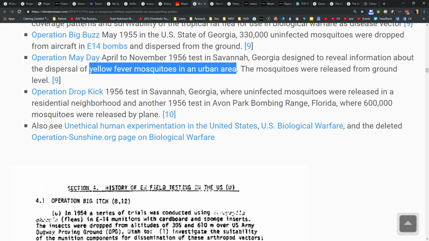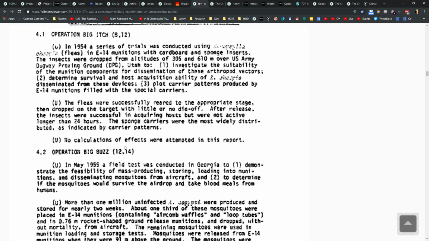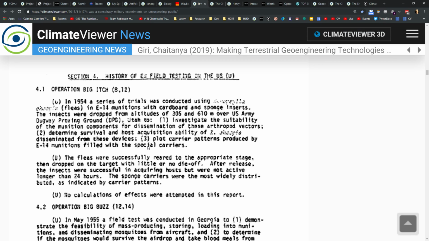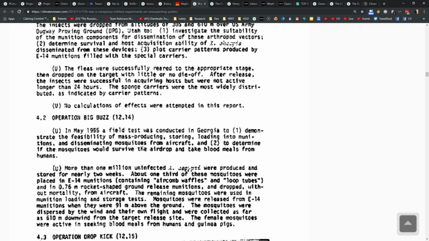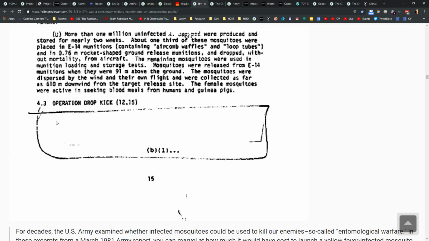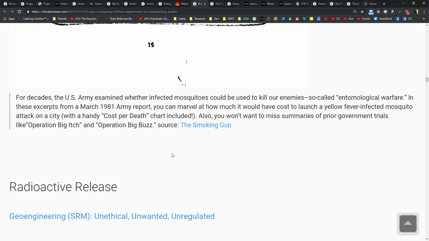If you want more information on this, see Unethical Human Experimentation in the United States, U.S. Biological Warfare, and the deleted OperationSunshine.org page on biological warfare. And you can see the original FOIA information on each of those right here. Straight from the military. Operation Dropkick was deleted. But anyway.